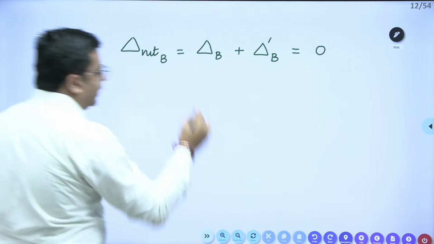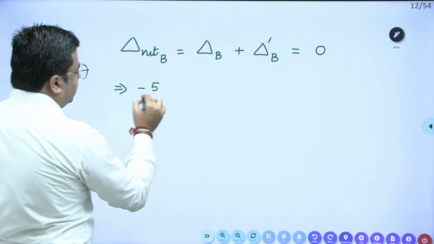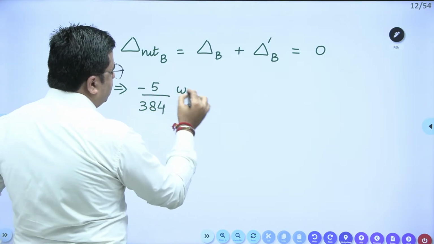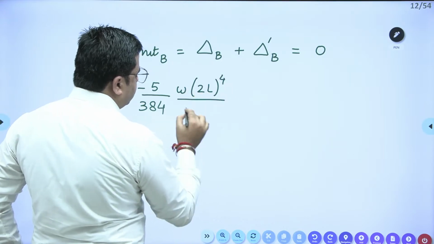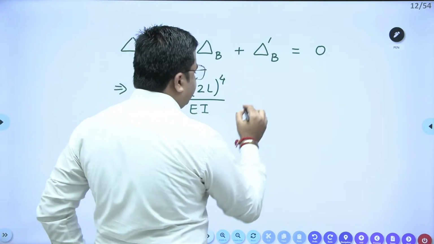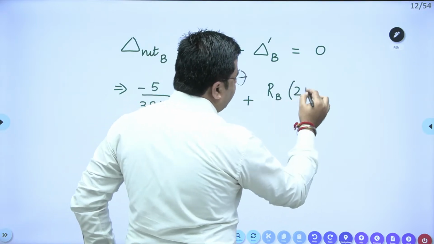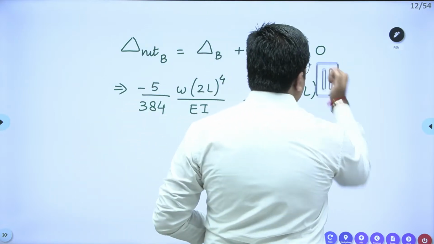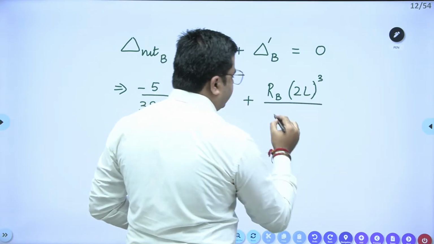Just substitute the value of delta B. So delta B is minus 5 upon 384 W into 2L raised to the power 4 upon EI. For delta dash B, it is RB into 2L raised to the power 3 upon 48 EI.